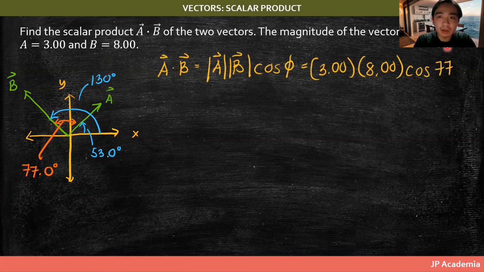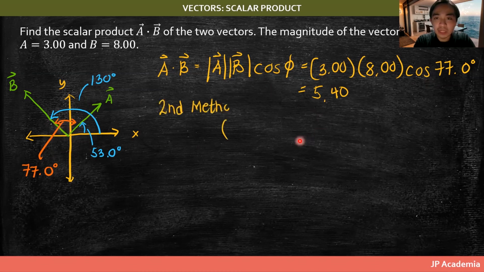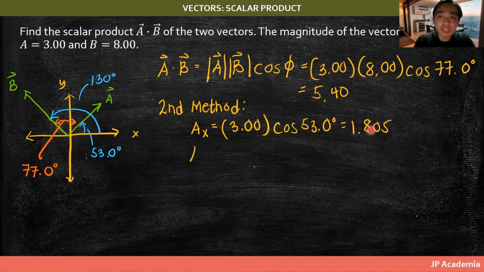Pagkakuha mo niyan, balikan mo lang yung definition ng scalar product natin. So, we have this one, yung magnitude ni A times magnitude ni B, cosine phi. So you have 3 times 8, yung magnitude nila, binigay. Then we have cosine 77, yung angle between these two vectors. Then you will get 5.40 na value ng scalar product mo.